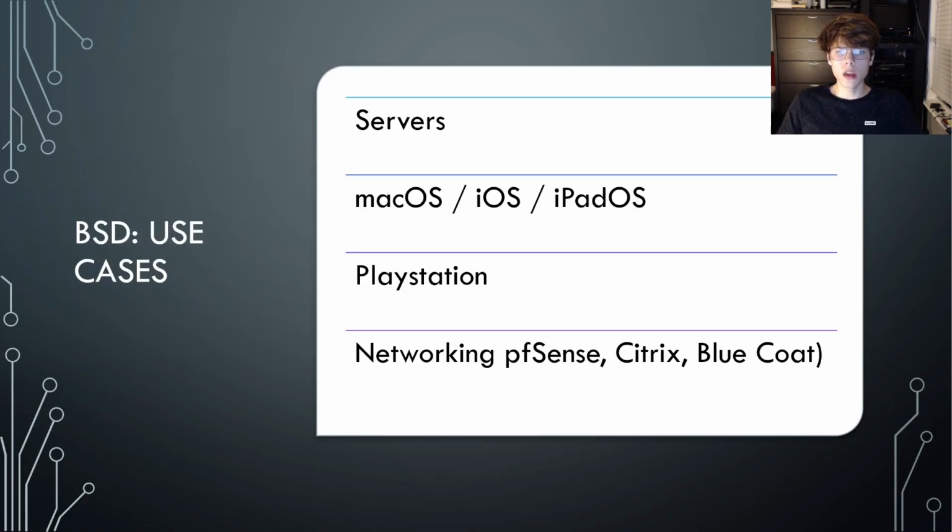Then you're going to see some consumer devices as well. The big ones here are macOS, iOS, and iPadOS. OS X is a derivative of NeXTSTEP, which is a derivative of BSD, and that's where you're going to see a lot of BSD devices. You can still see that when you pull up your terminal on a Mac device. They're all running BSD, and that's probably the biggest user, right?